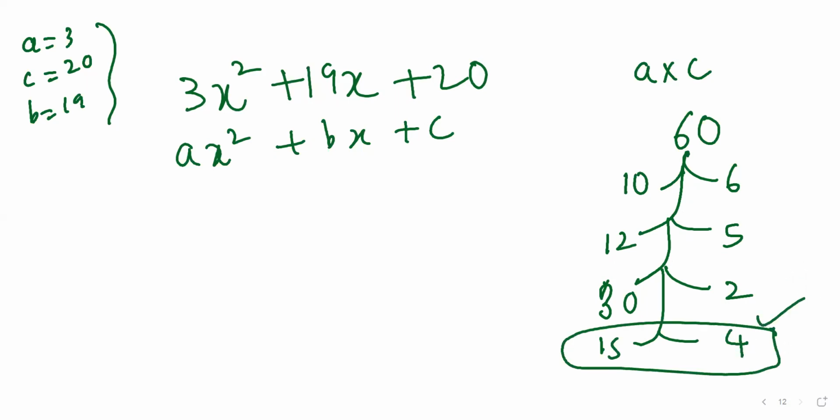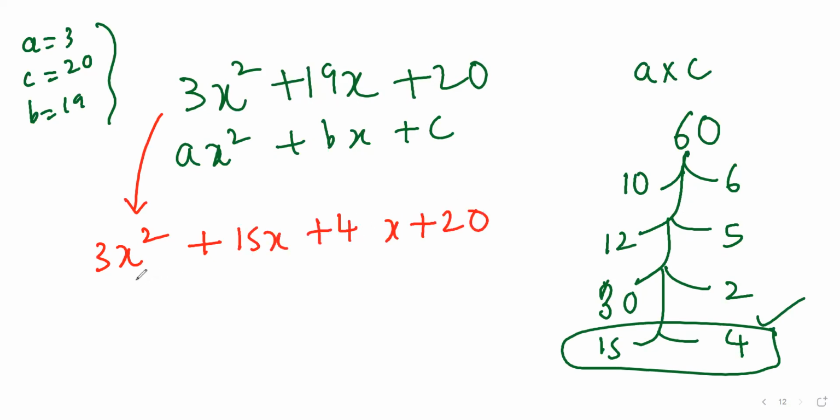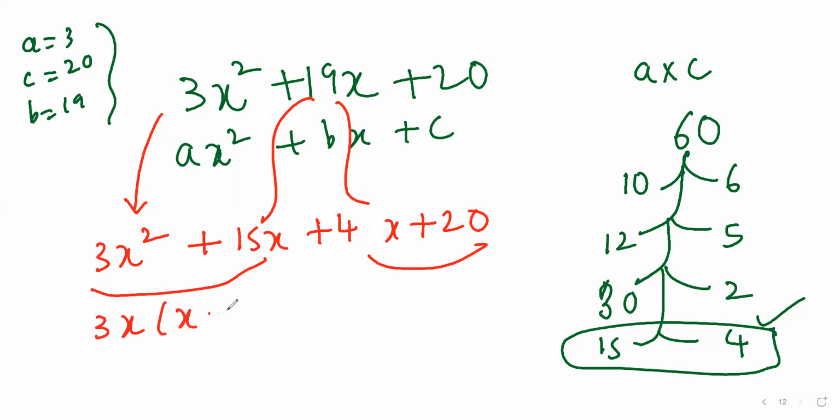So you can use that and split it up. This is the right factor tree, isn't it? 3x square plus 15x plus 4x plus 20. Now you've split the middle term into two components. Now take these two together and these two together. Take out 3x common: 3x into x plus 5, plus 4.